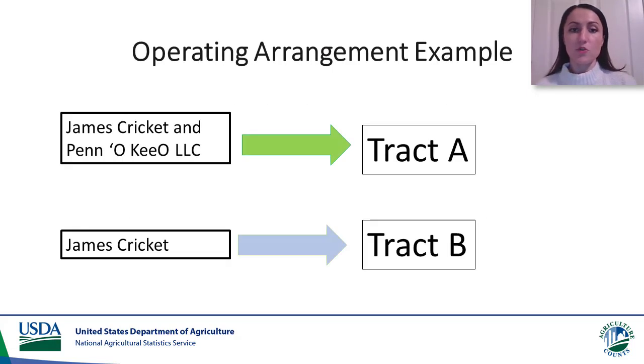For example, James Cricket operates land under 2 different operating arrangements on the land within the red boundaries of the segment. They must be recorded on 2 separate questionnaires, and they both have to have a different tract letter. James has one operation that consists of him and a partner. This is tract A. He also has an individual operation that is assigned to tract B. As always, make sure to provide plenty of comments and that your aerial photo shows 2 separate tracts.